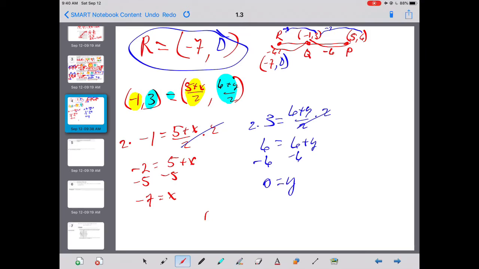They'll either ask you to find the middle, you just do the average of the x's and the y's, or they give you the middle and an end, and you have to find the other end. Sometimes for me, drawing the picture is easier than doing the mathy part, but I showed you both.